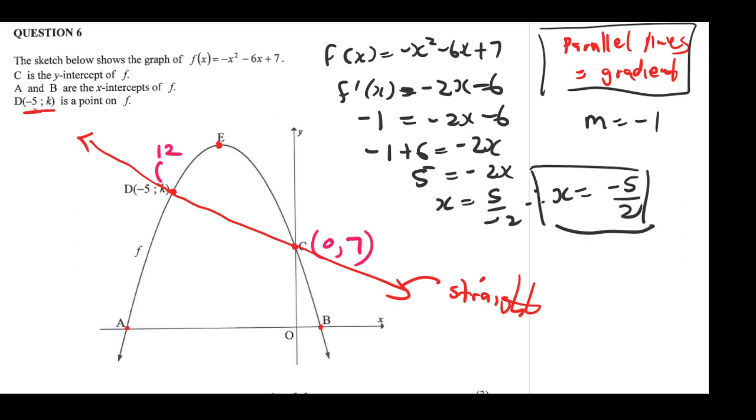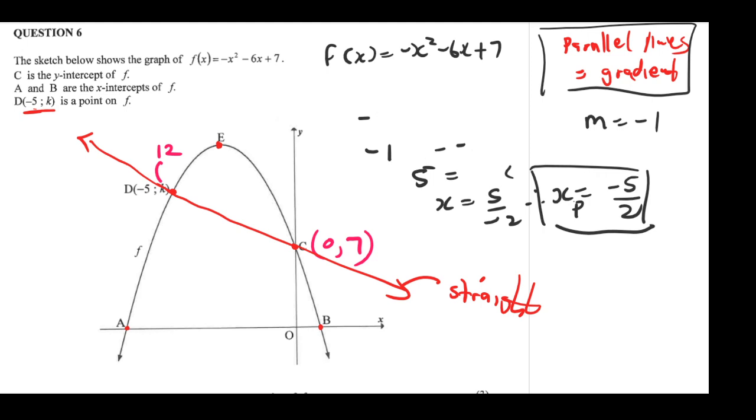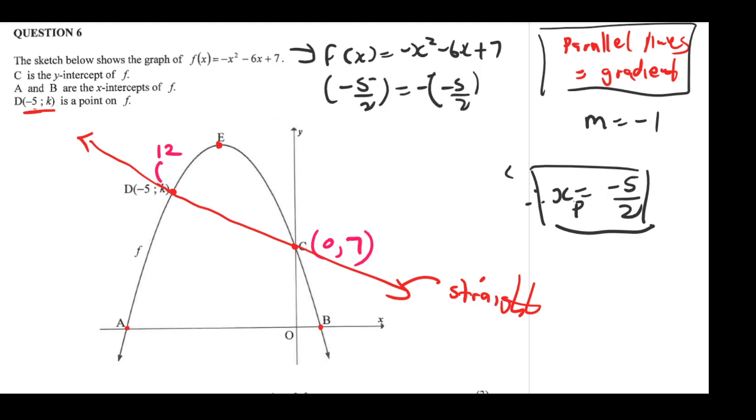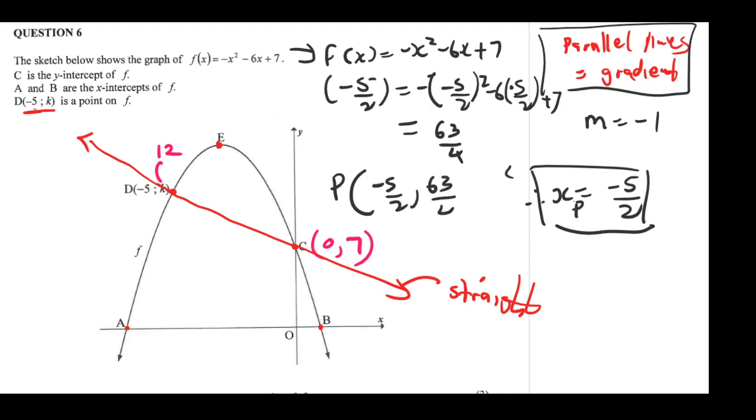So this is the x value of P. Now we need to identify the y value of P. We're just going to substitute into the original equation. Where there's x, we put minus 5 over 2: minus (minus 5 over 2) squared minus 6 times minus 5 over 2, plus 7. What I'm getting here is 63 over 4. So the coordinates of P are minus 5 over 2 and 63 over 4.